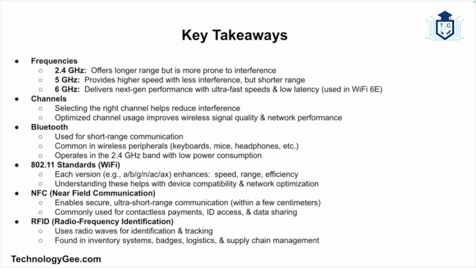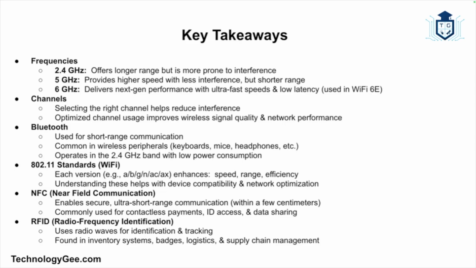All right, so let me go ahead and wrap all this up. So here's what we learned today. Frequencies: you got the 2.4 gigahertz, which is long range. You got 5 gigahertz, which is high speed. And you got 6 gigahertz, which is the next generation performance. We also talked about channels. So proper selection minimizes interference and can boost performance.